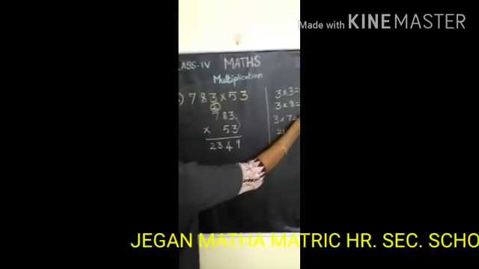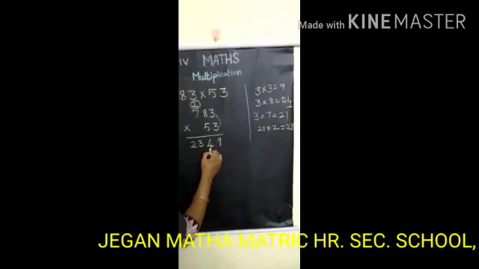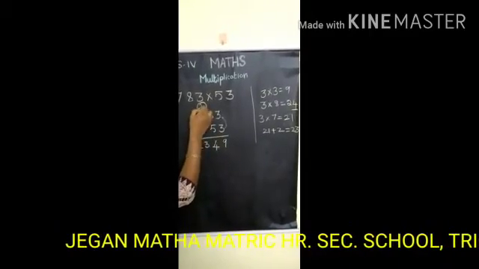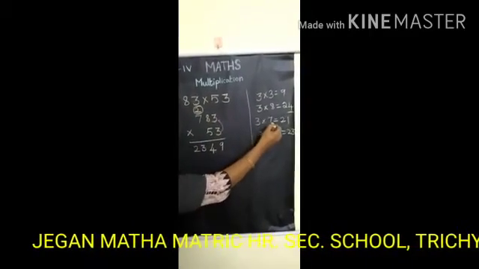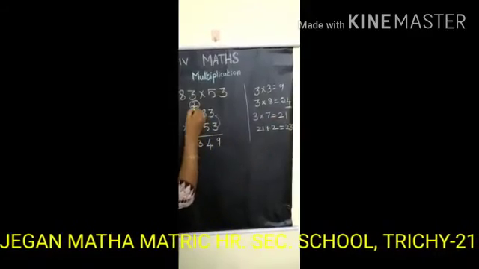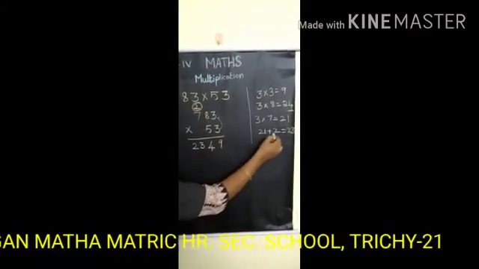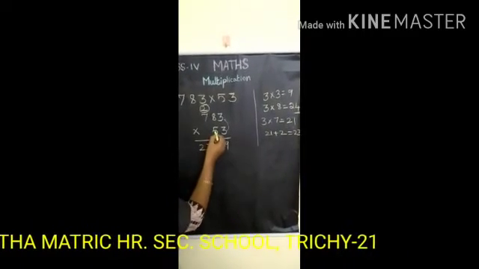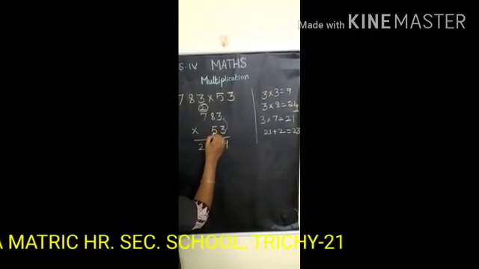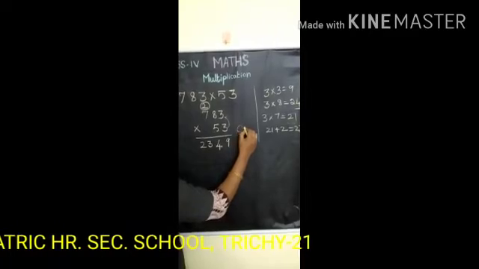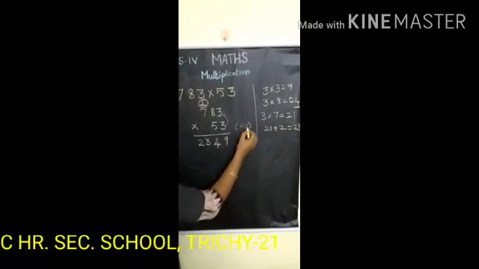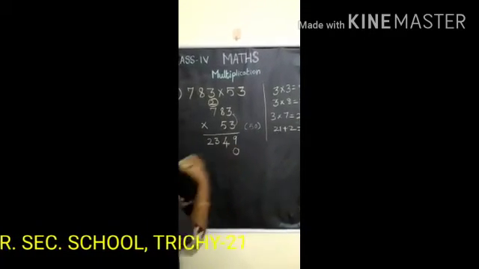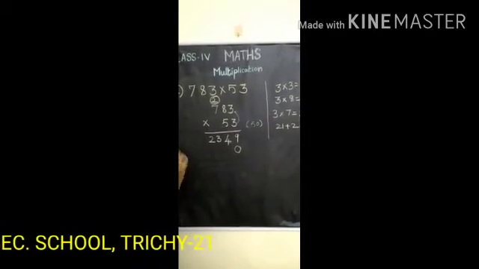Okay, first 3 3s are 9. 3 8s are 24, so write 4. Balance 2, carry over to the next number. Then 3 7s are 21. Already you have 2, so 21 plus 2 is 23. Write 23. Okay, now multiply with 50. That is 5 in the tens place, so we consider it as 50. So first write 0 in the first place.